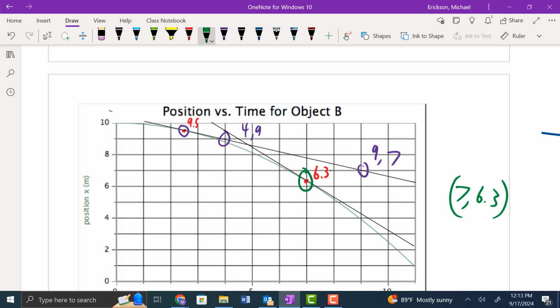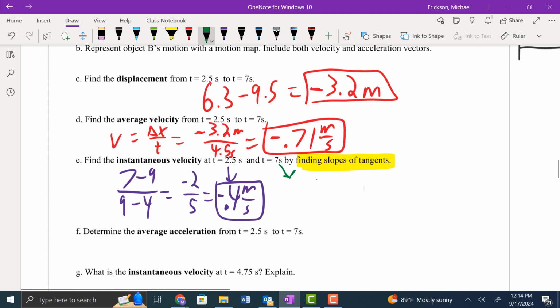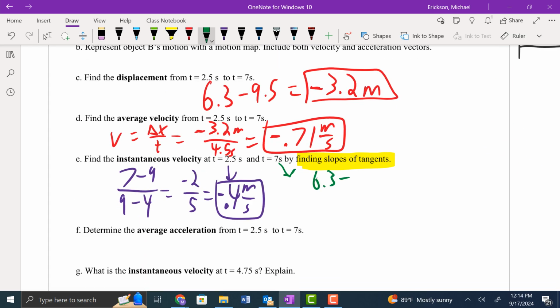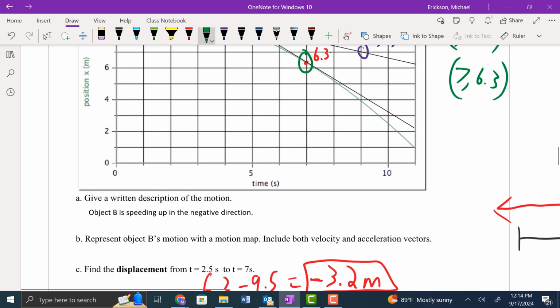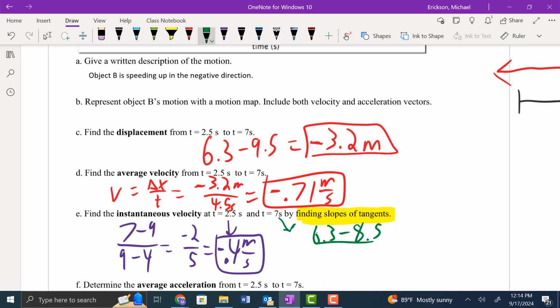And let's see. This one's halfway. That looks kind of nice. Oh, I'll take this point. So this point is 5 and 8.5. Let's see what that gets me. So I'll do 6.3 minus 8.5, I think. Yep. And then that's over 7 minus 5. And that's going to get me 2 on the bottom there, negative 2.2 up top here. So negative 1.1 meters per second.